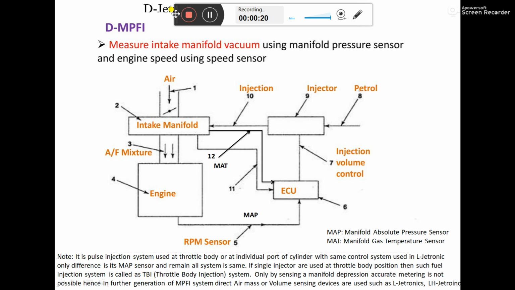We can't say it's a DMPFI first of all. First, we must say it is a D-Jetronic system. After that, we can term it as a DMPFI or DTBI.